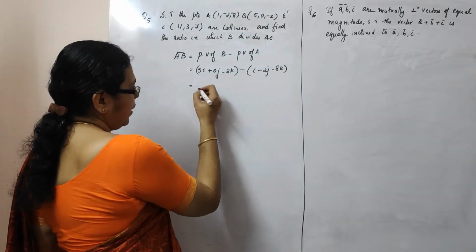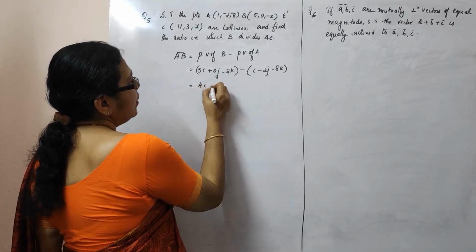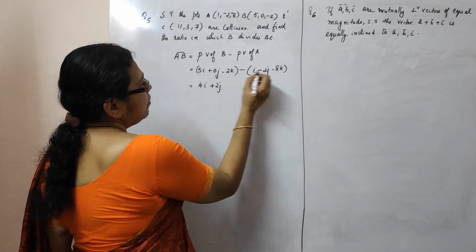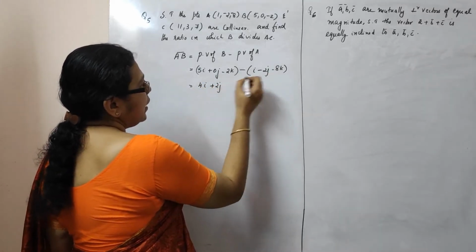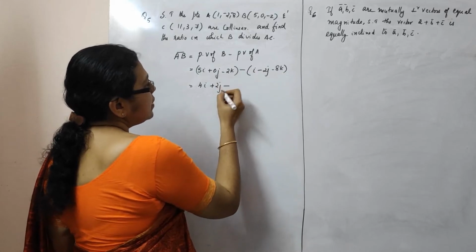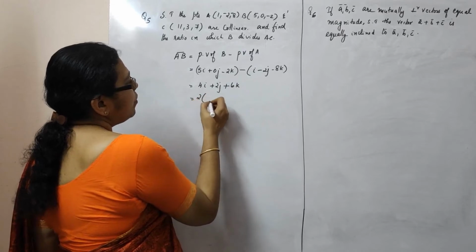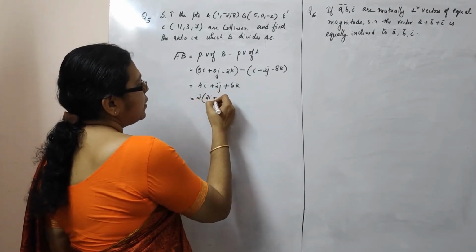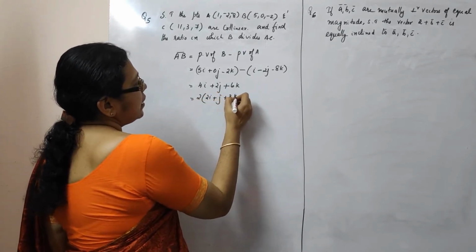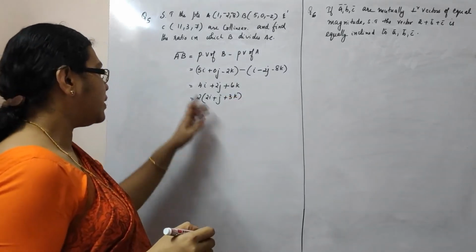So what do you get? 5i minus i is 4i, plus 2j, and minus of minus 8 minus 2, that is plus 6k. Okay, so I take a 2 common out. What do I get? 2i plus j plus 3k. Isn't it? So this is AB.